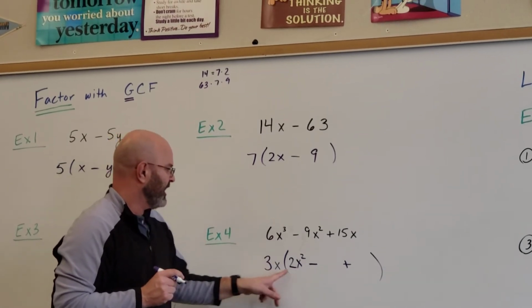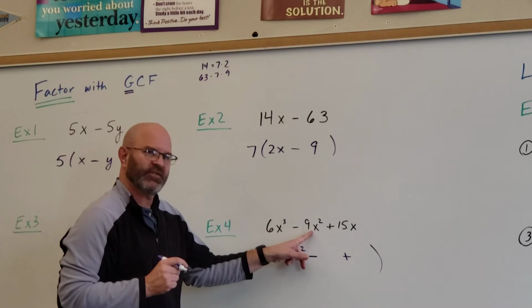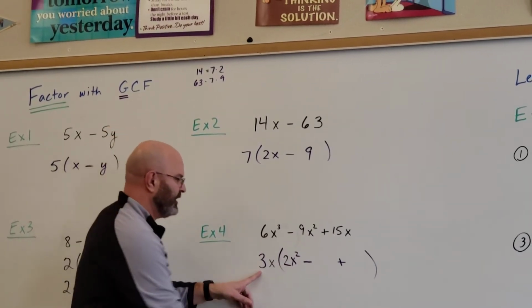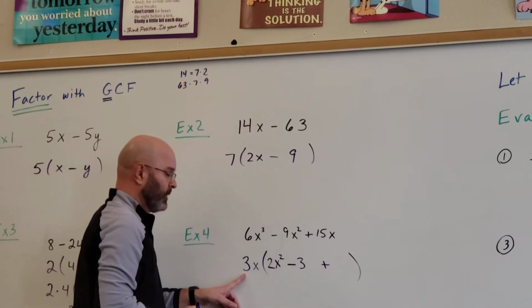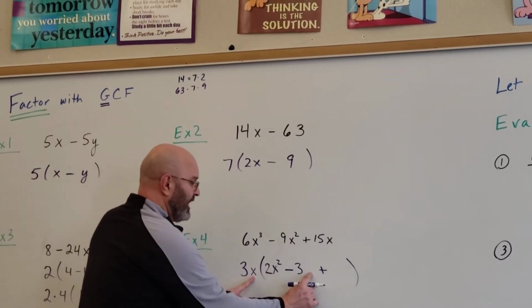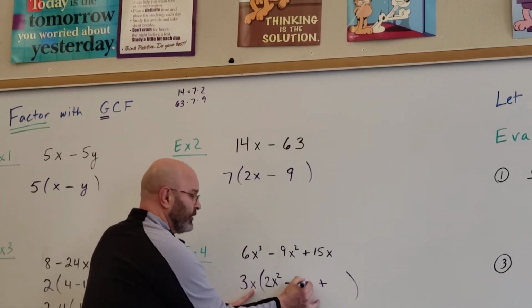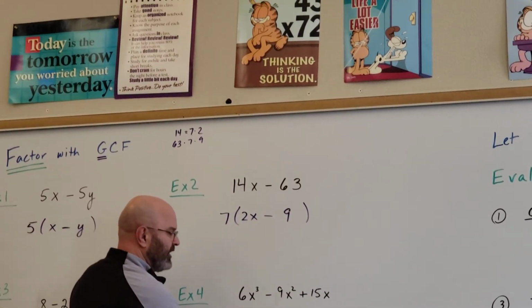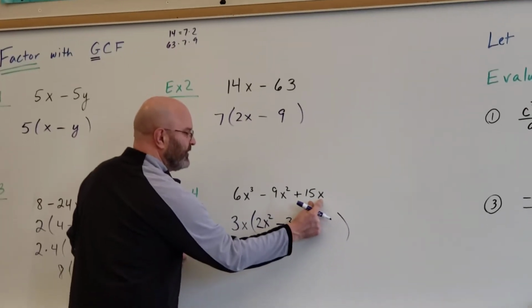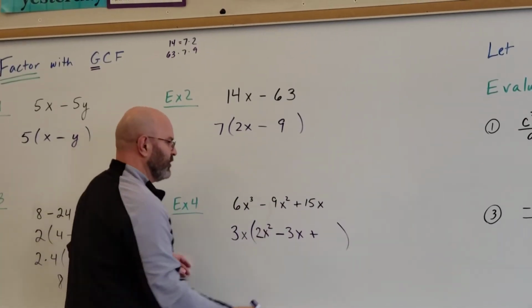Now 3x times what gives us 9x to the second? Well, 3 times 3 gives us 9, so I need a 3 there. And x times x gives us x to the second, so there needs to be an x there. And now 3x times what gives us 15x? The answer to that question is 5.